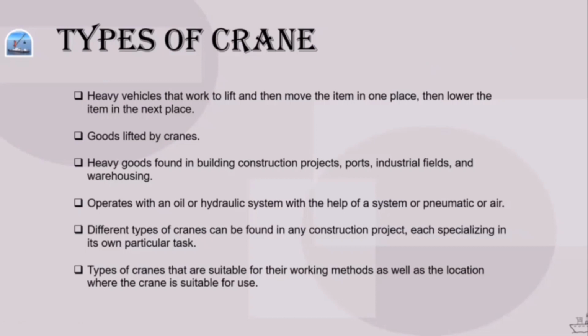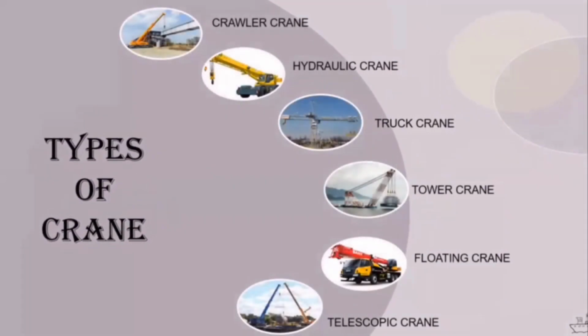Therefore, different types of cranes can be found in any construction project, each specializing in its own particular task. There are several types of crane that are suitable for their working method as well as the location where the crane is suitable for use. So these are the types of crane: crawler crane, hydraulic crane, truck crane, tower crane, floating crane, and telescopic crane.